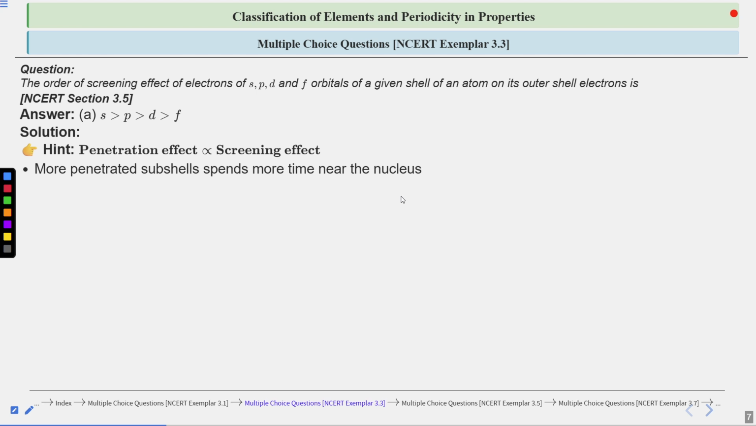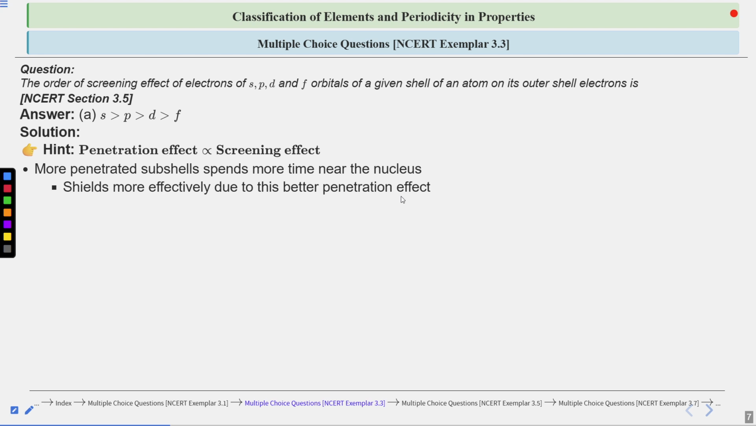If we are following that, we can easily say that your S electron is the most efficient in shielding. Then comes your P and D and F. Now the question arises, what is the logic behind it, or what is the theoretical aspect behind this? When we are saying that your S is more penetrated, then comes your P, then D, and then F, it clarifies that your S subshell is present closer to the nucleus, or it spends more time near the nucleus.